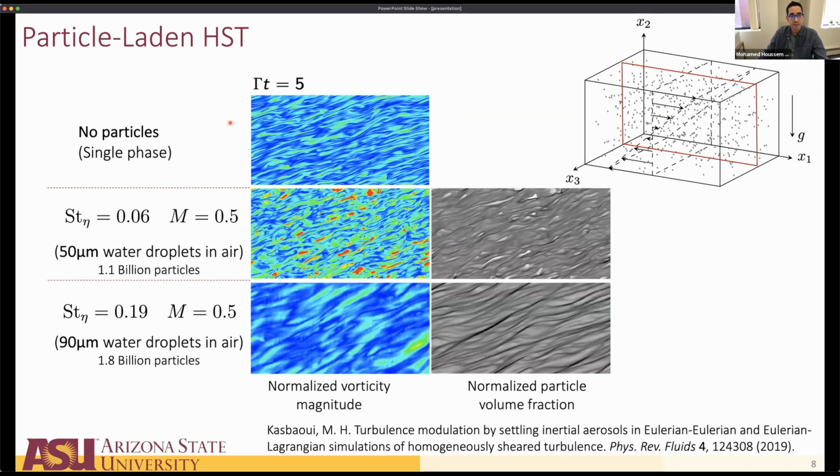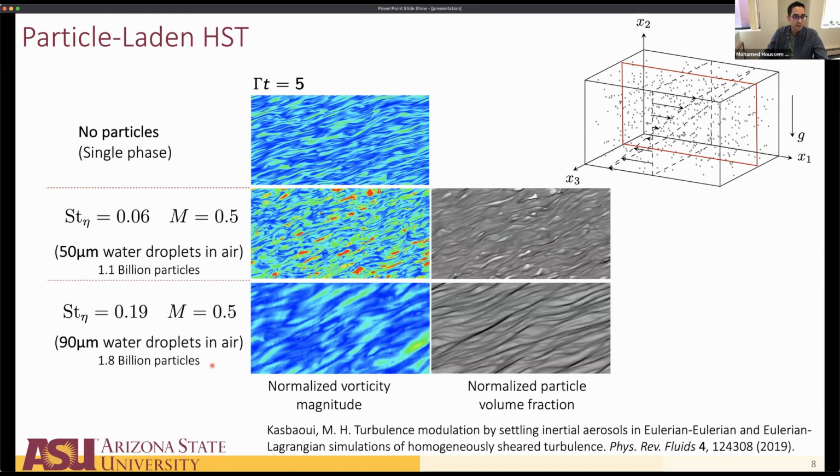Now, if you don't have any particles, this is the vorticity magnitude field that you get. If you have these particles, which are 50 micron water droplets in air, this is a large simulation, by the way. We have over 1 billion particles here. The Stokes number is 0.06. The mass loading is 0.5, so significant. Visually looking at the vorticity magnitude field, you see that it's been enhanced. You have more of these red regions. So visually speaking, the turbulence has been augmented. And if you look at the volume fraction field, you see that we have these sort of void regions here. We have these small clusters, so the particles distribute inhomogeneously.